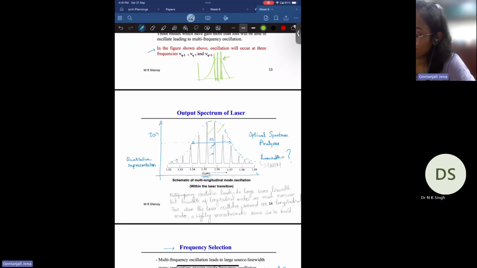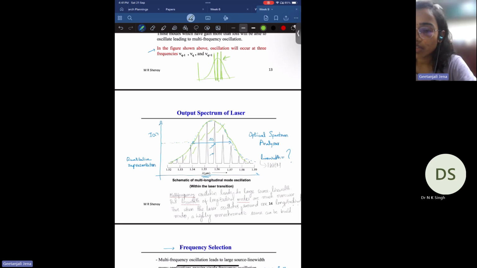These are the cavity modes, right? And we have a gain curve like this. So if loss is around this, then we'll see multi-frequency oscillation. But let's say you want a single frequency, you want to oscillate only one longitudinal mode. So for that, what can we do?